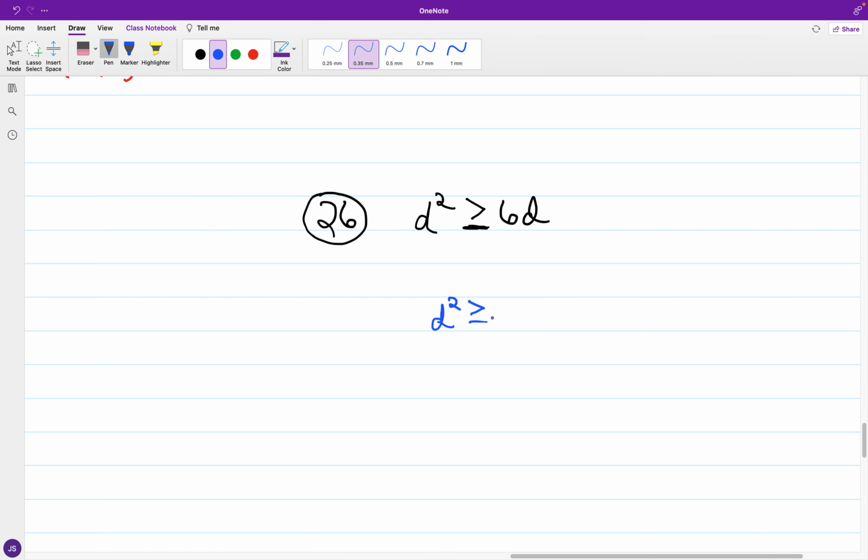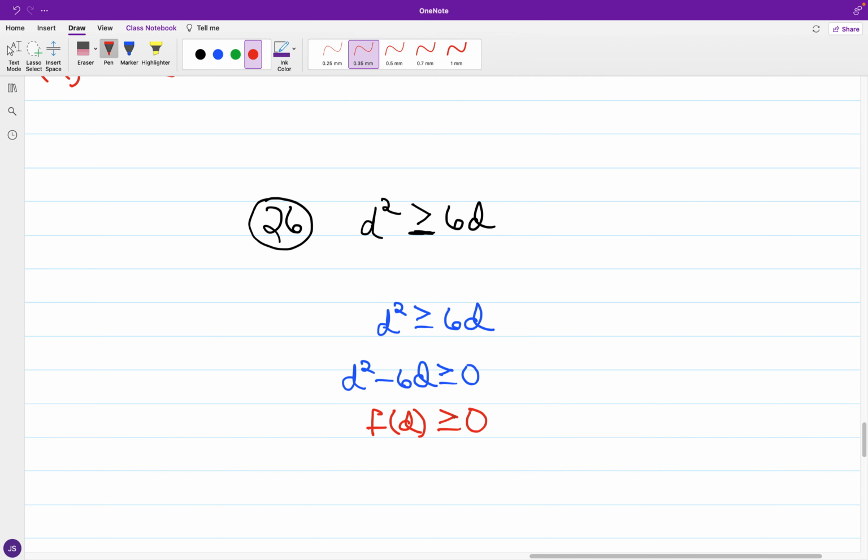Now I can write this as a comparison to 0 inequality if I move the 6d over to the left-hand side. So d squared minus 6d is greater than or equal to 0. And if I were to put this in functional terms, this is like f of d is greater than or equal to 0.